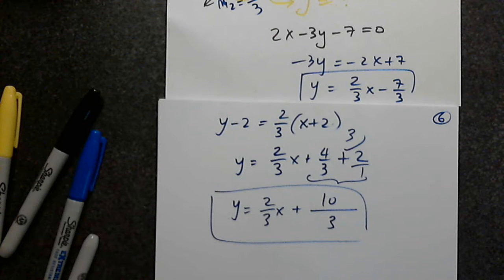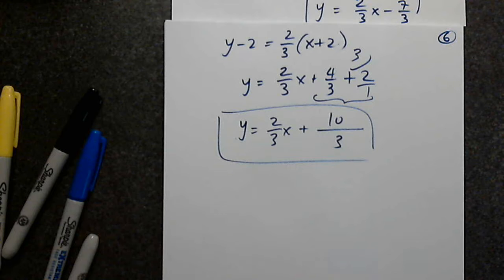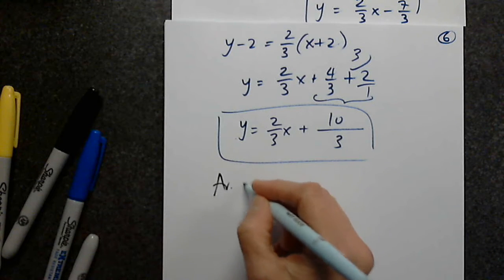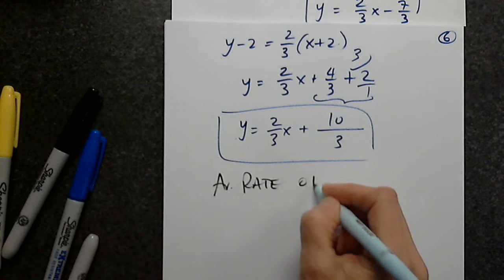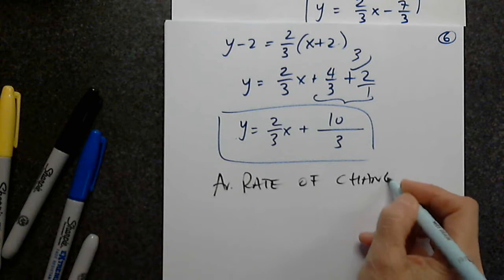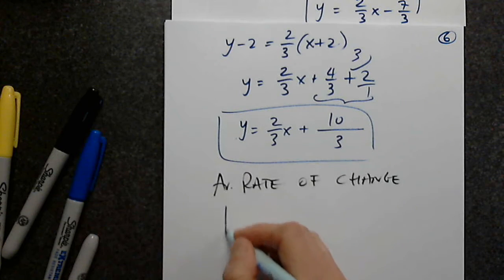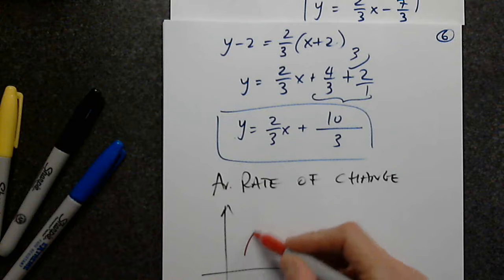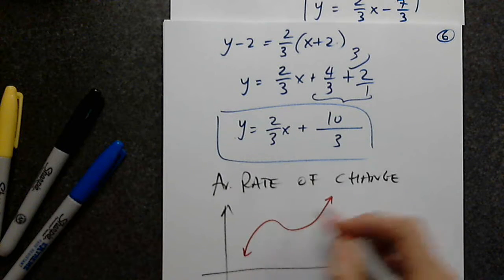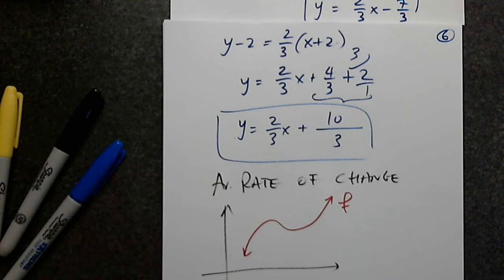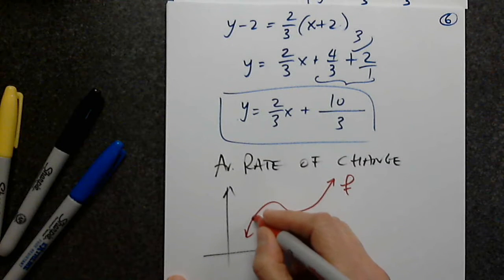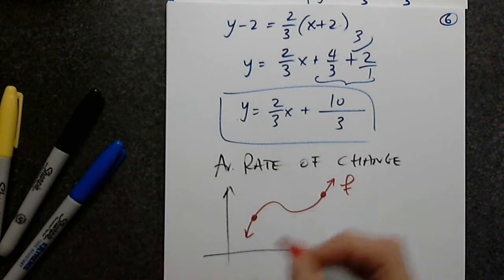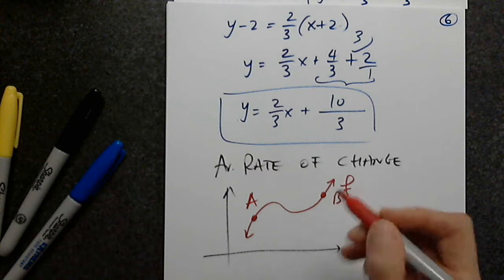One last item here is about the average rate of change for a function between 2 points. So let's suppose we have this function. This is f of x. And let's suppose I have a point here and a point here. I'm going to call this A and this B.